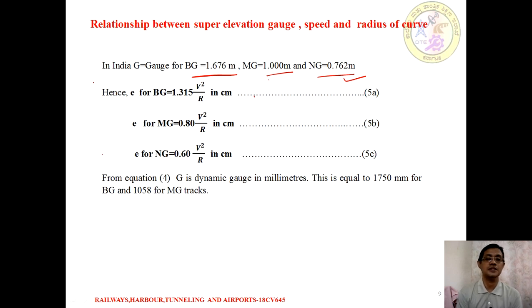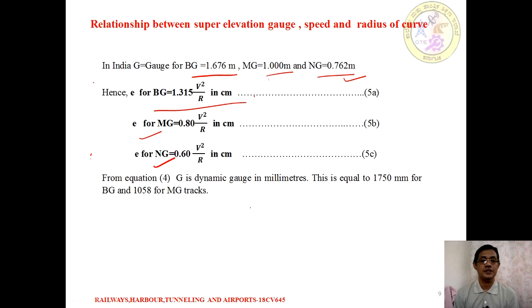Just substitute in the previous formula. So, super elevation for a broad gauge track, suppose it is going to be a broad gauge. This is the equation. The final equation is going to be 1.315 times v square by r. So, super elevation is going to be in terms of centimeter. Similarly, for meter gauge and also for the narrow gauge.